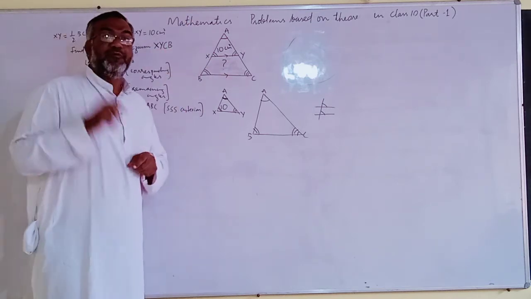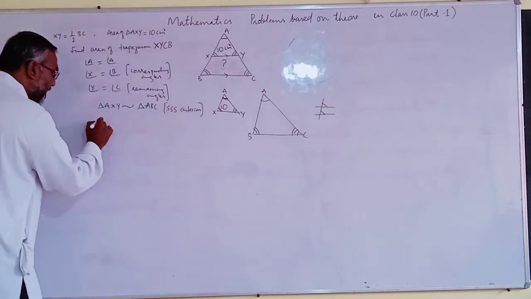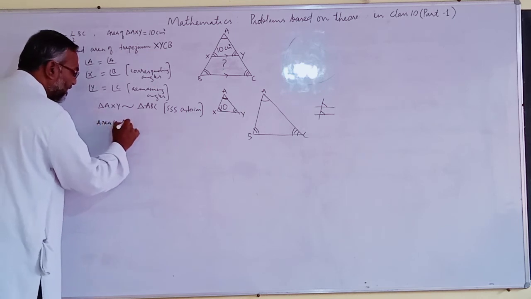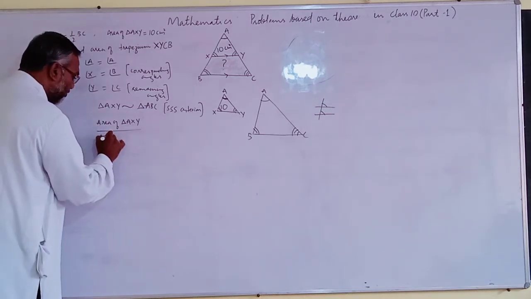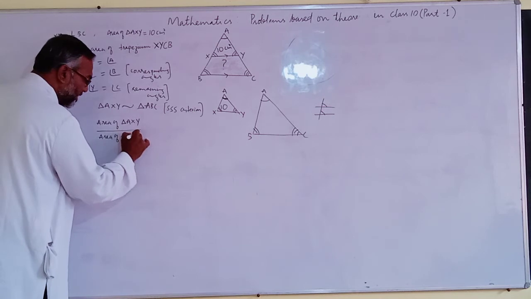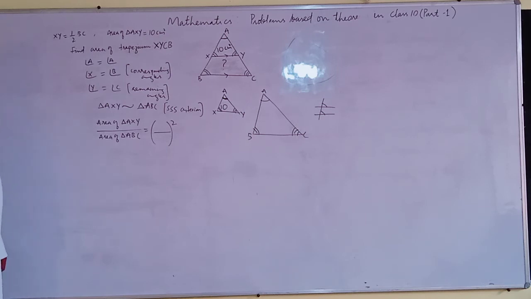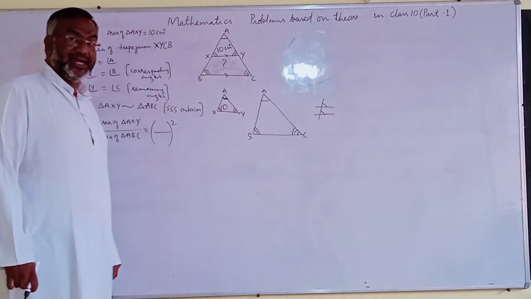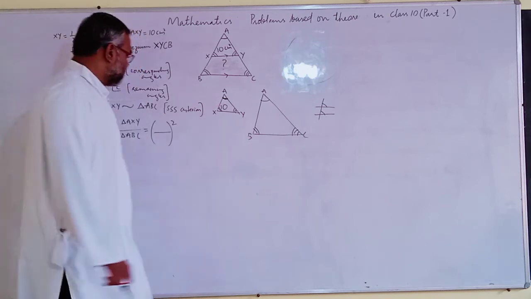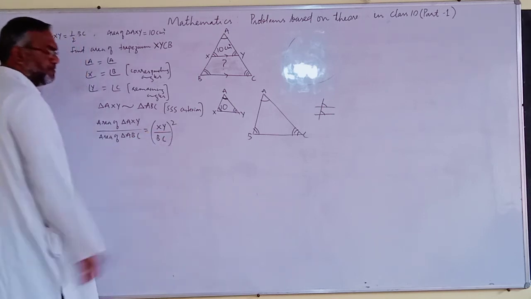If they are similar, we can apply the theorem on areas of similar triangles. So area of triangle AXY divided by area of triangle ABC must be equal to the square of corresponding sides. Which corresponding sides should we take? We'll take XY and BC. XY and BC are corresponding sides. So here I am taking XY, and here I will take BC.